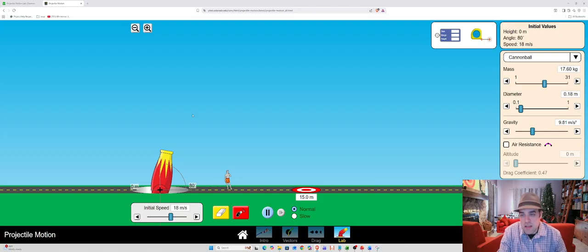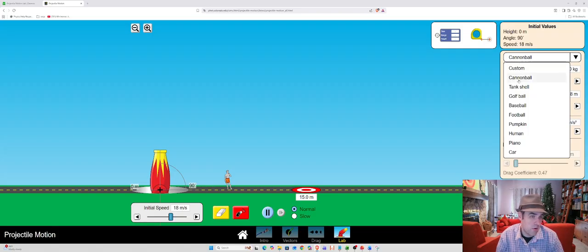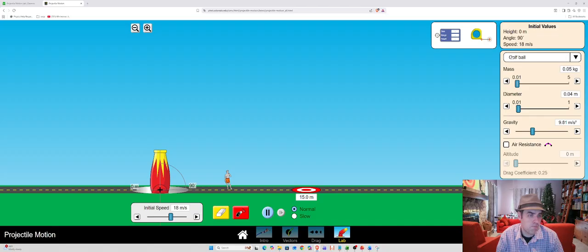There's a link here in the module that's going to take you to this website where we're going to get our data. There's a number of things that we need to change in order to make this work. The first thing is we can change the angle of the cannon by clicking and rotating it. We're going to fire it directly upwards, so be sure this says 90 degrees. Over here on the right, we're not going to be firing a cannonball. We're going to do a golf ball, so go ahead and change this to golf ball here.